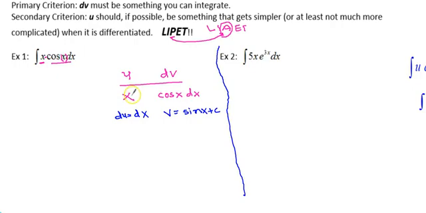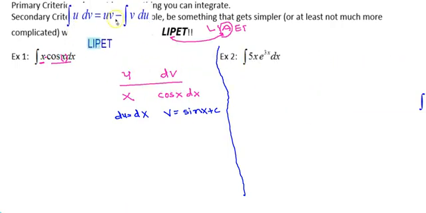So the derivative of u is du. The antiderivative of cosine x is sine x. Now all you have to do is write your answer. So writing the answer, I'll show you the formula. The formula is u times v minus integral v du. So it's so much easier if you write it here. This is my u. Multiply this to u times v, which is x times sine x.